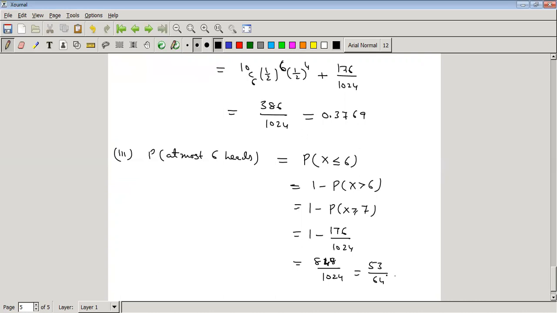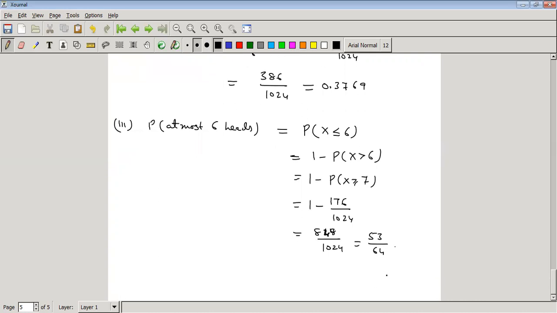So in this way we can solve examples related to this. We will discuss more examples, and how we calculate mean, variance, standard deviation, and even moment generating function, in the next video.